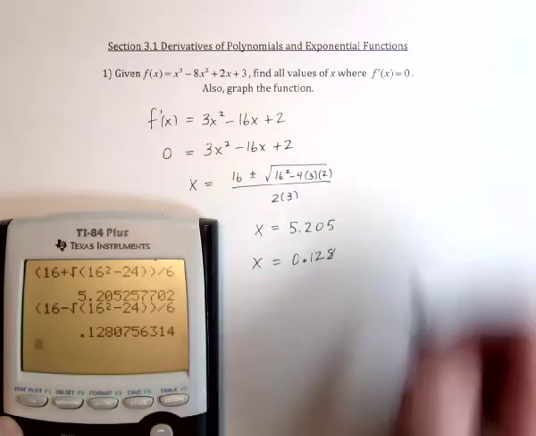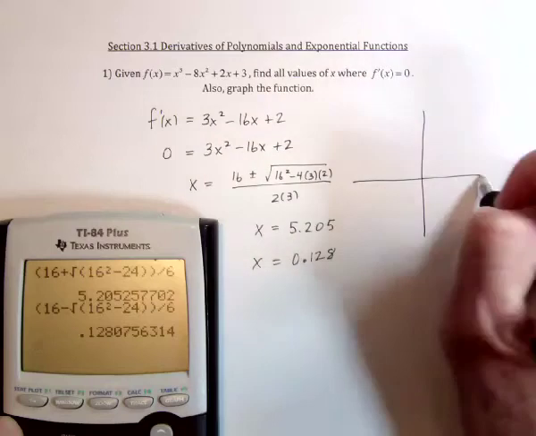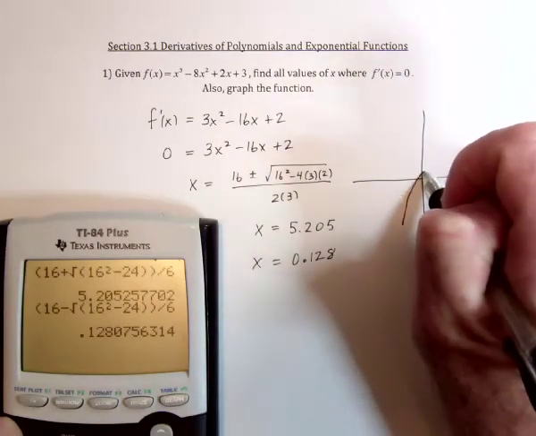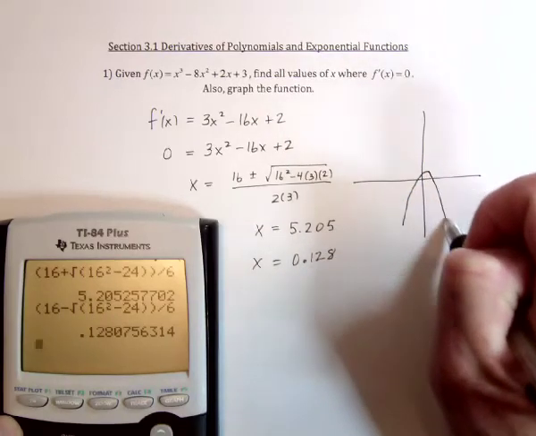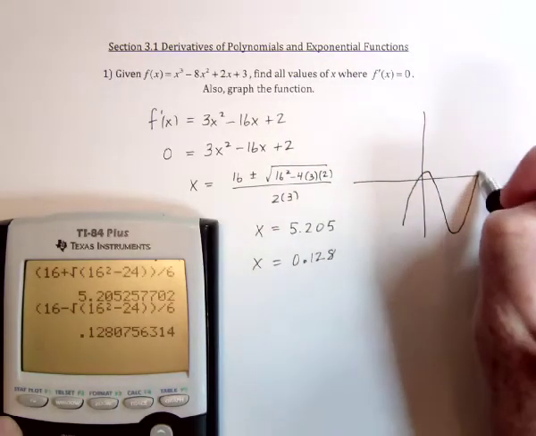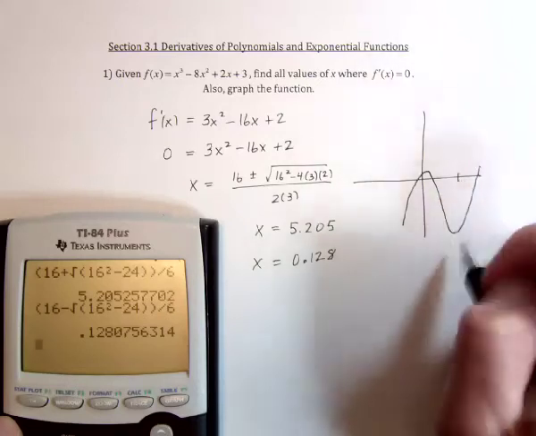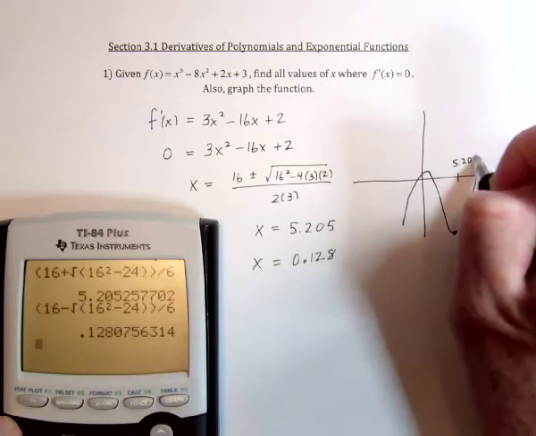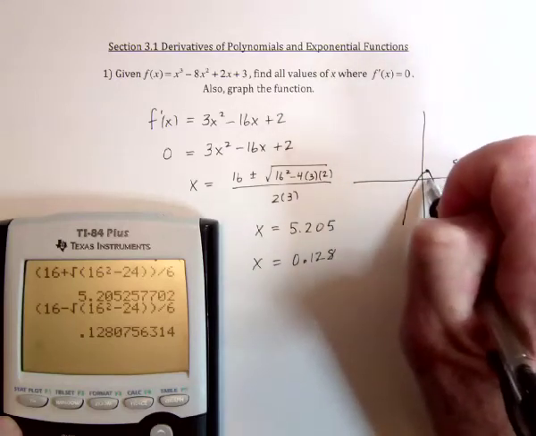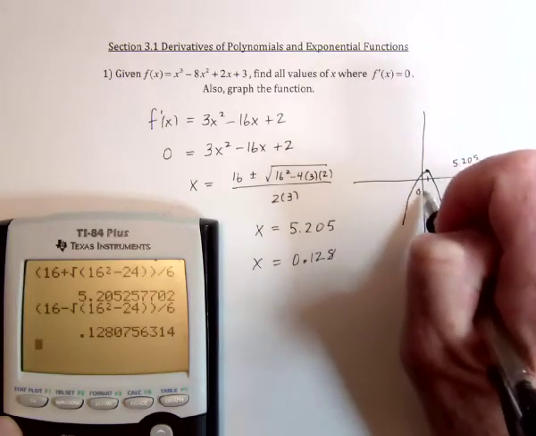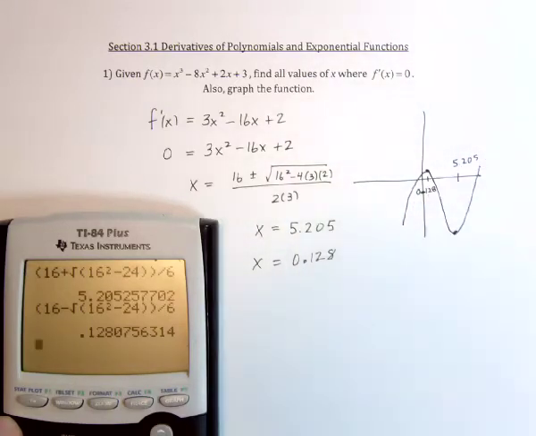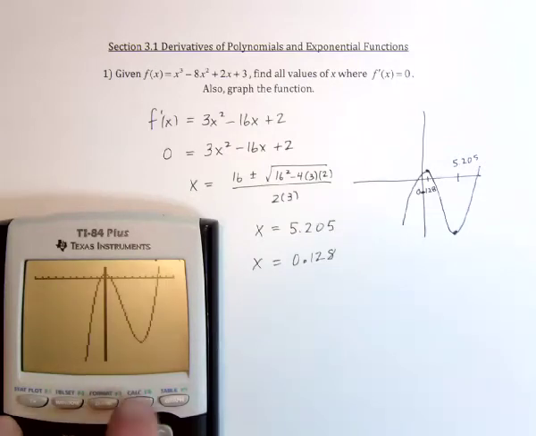Okay, so also sketch the graph. So we had it went like this, and then it went down, and so this one right here would be the 5.205, and this one right here would be when x equals 0.128. And that should be about it. I'm just going to verify it real quick.